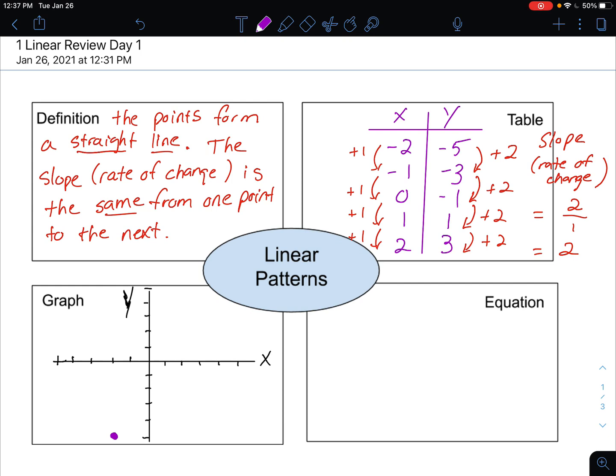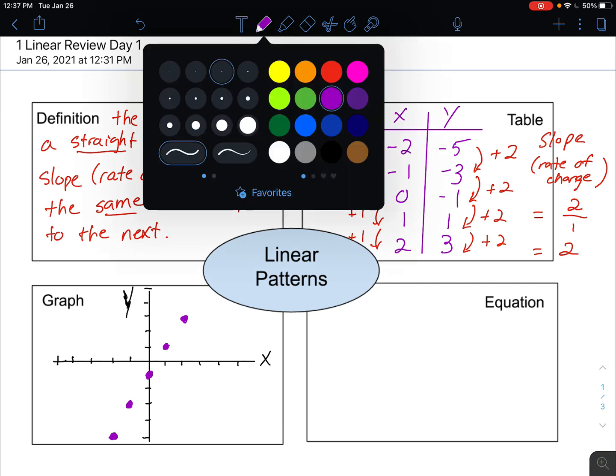All right, -1, -3. So left 1 and then negative 3 would be right there. 0, negative 1 would be over 0 and down 1. And 1, 1 would be right here, and then 2, 3. Now if I made these well, then those should all line up, and they're pretty close. I might have to fudge a little bit since I'm sketching. It's not the end of the world.